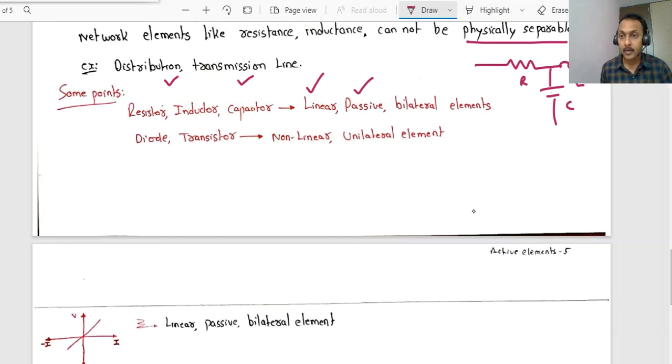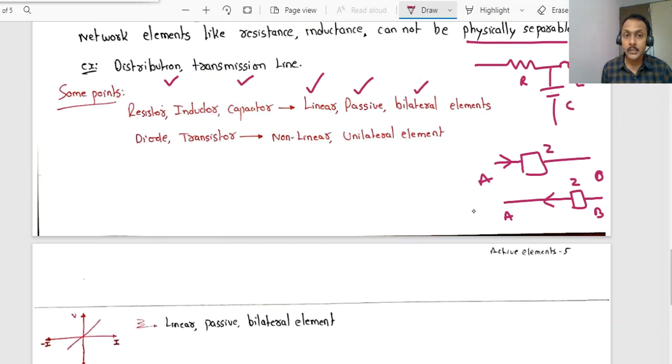Now bilateral: whether the current is flowing from A to B or B to A, the impedance will be the same. The Z value, the impedance of the resistor, inductor and capacitor, will be the same. It is a bilateral element. So resistor, inductor, capacitor are linear, passive and bilateral elements.